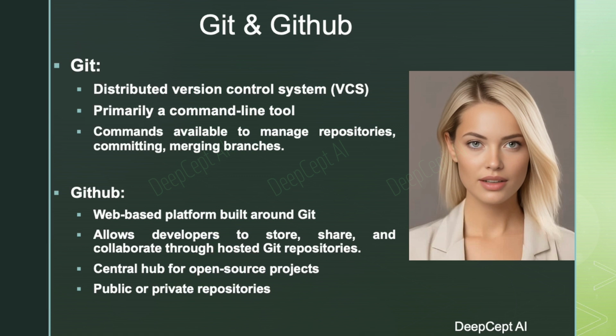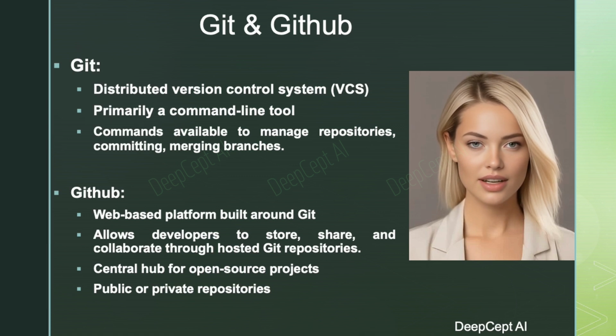GitHub, on the other hand, is a web-based platform built around Git, offering hosting for Git repositories and facilitating collaboration among developers. It serves as a central hub for storing, sharing, and managing code, providing additional features such as issue tracking, pull requests, and project management tools.